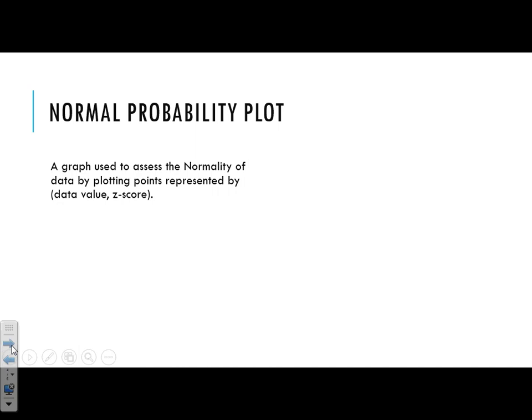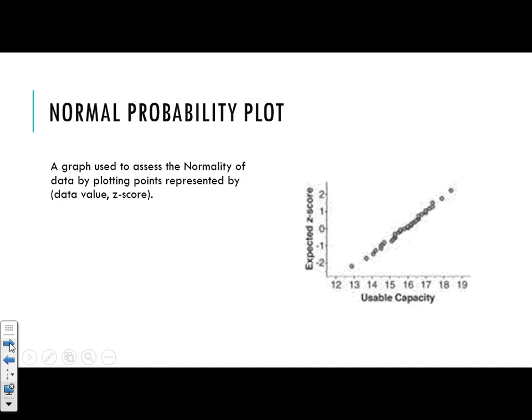So think of our standard score, right? The data value minus the mean divided by the standard deviation, or z-score, okay? And what that will create is a graph that looks like this. So this is the normal probability plot that is associated with our previous problem, okay? And we said before, right, that data was approximately normal, and our normal probability plot supports that decision.